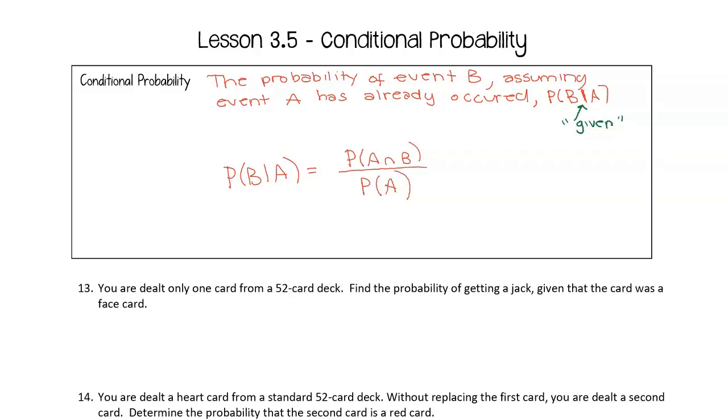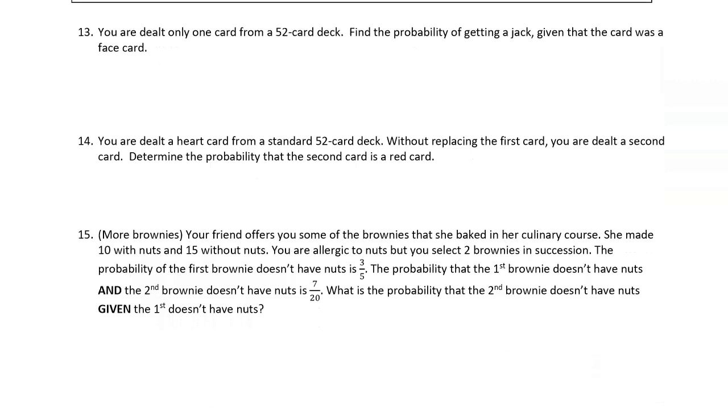Now, just a little preface, as you start going through these problems, it'll get easier. I know it's a lot of notation and it seems harder when we're using division, but just keep practicing it. It will get better. So let's look at some problems. You are dealt only one card from a 52 card deck. Find the probability of a jack given the card was a face card.